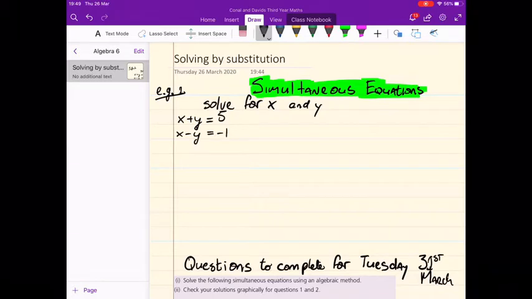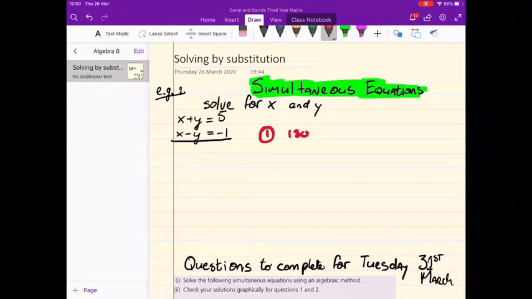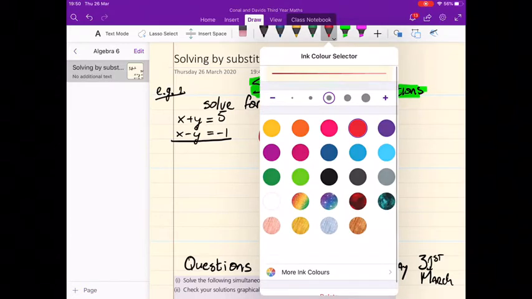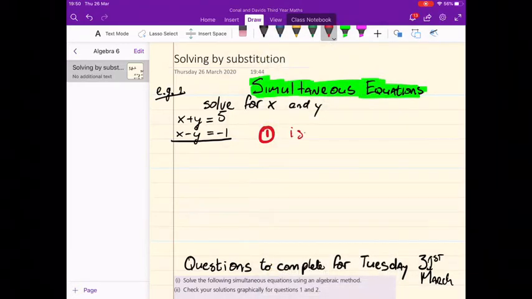So our first equation here is x plus y is equal to 5, and our second equation is x minus y is equal to -1. They are our two equations. So our first step to solve these is to isolate one variable. Now when I say isolate one variable, I mean I isolate one letter in one of the equations.